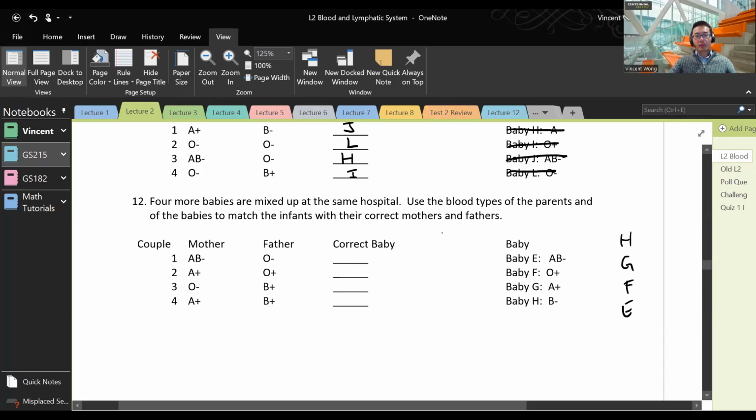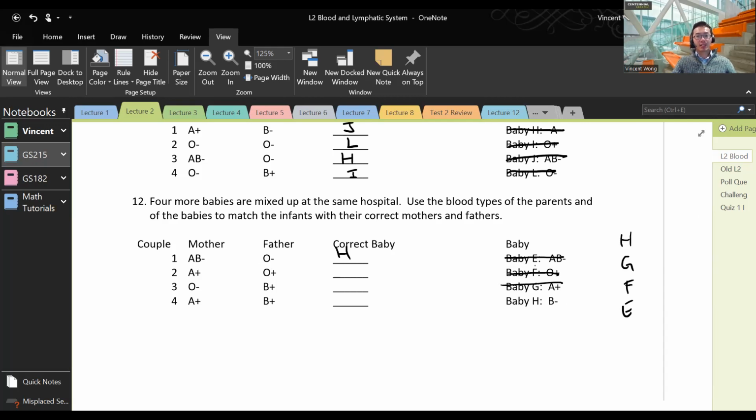All right, let's try to do this. Again, the trick here is to find parents with A, B, and O first and start with those, because you can eliminate a bunch of answers right off the bat, right? So here we got a mother with AB. Who will they not be taking home? If you're AB, you cannot take home the O baby. If you're type O, you cannot take home the AB baby. 2 babies left. Which one are you taking? If both of them are negative, their kids can only be negative. For that reason, the correct baby for this couple is H.